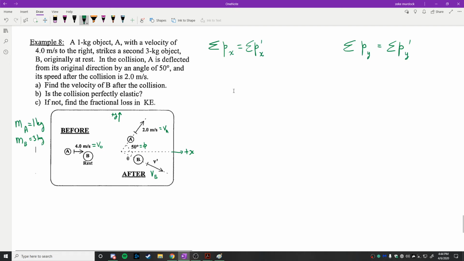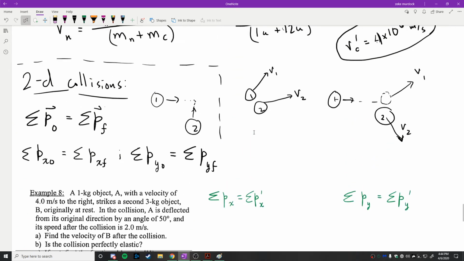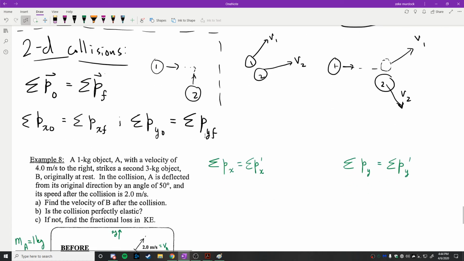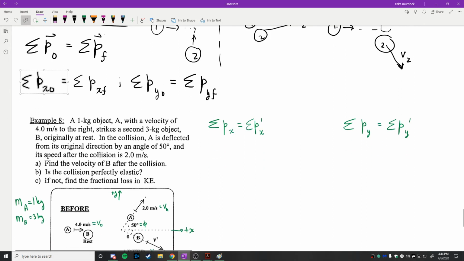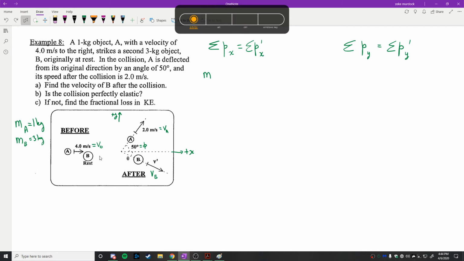Do I mind scrolling up? Sure. This one here. That one there. mAvA, yeah. So the x momentum before the collision is going to be the mass of object A. He means v naught, yeah, okay. The mass of object A times its initial velocity. So mA times v naught.